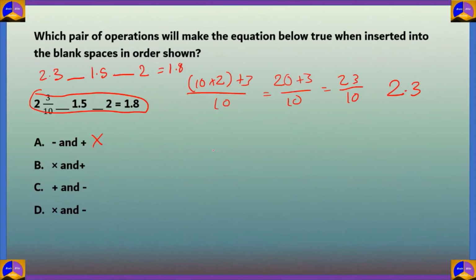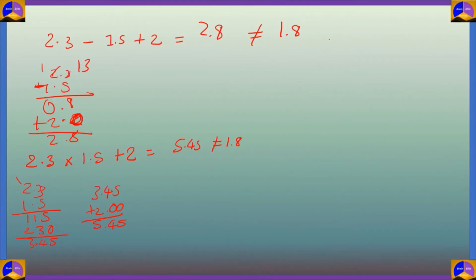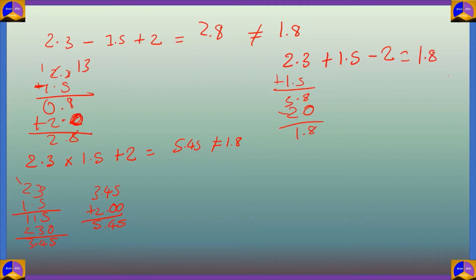Next, let's try first addition and then subtraction. 2.3 plus 1.5 minus 2. 2.3 plus 1.5. So 3 plus 5 is equal to 8. 2 plus 1 is 3. So 3.8. Now 3.8 minus 2.0 is indeed equal to 1.8.